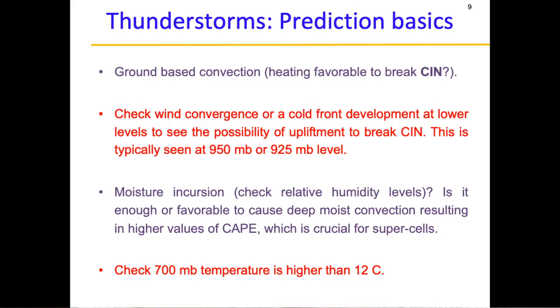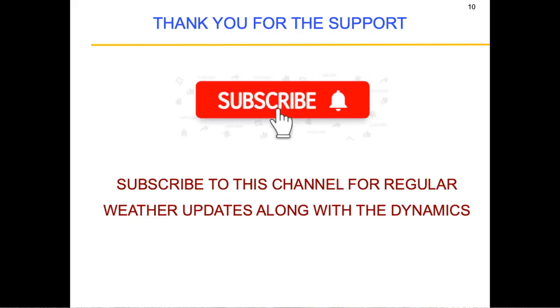These are some basics that, if you are a weather enthusiast, please follow as basic checks. There is much more to this. I don't want to get into the depth, but these are the basics. If you can't get the basics right, then I'm sorry. This is all about thunderstorms.